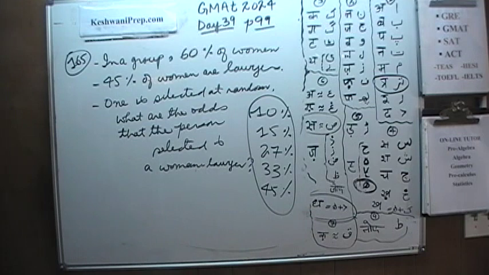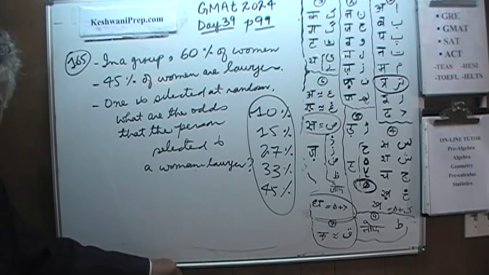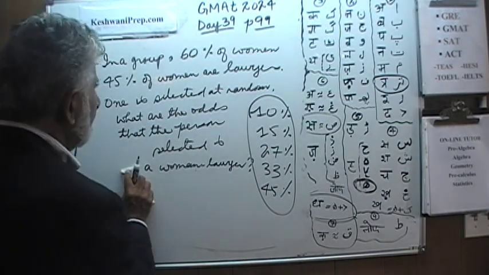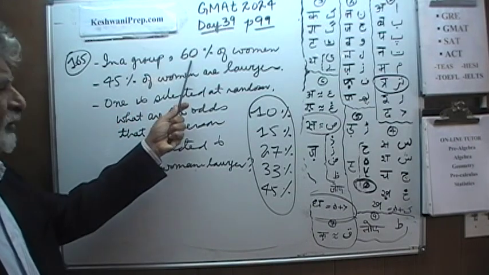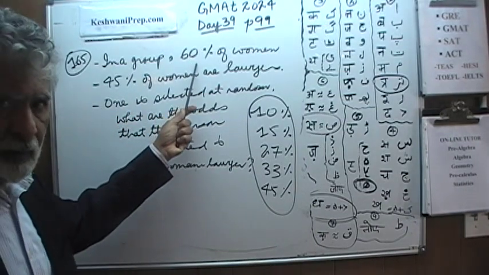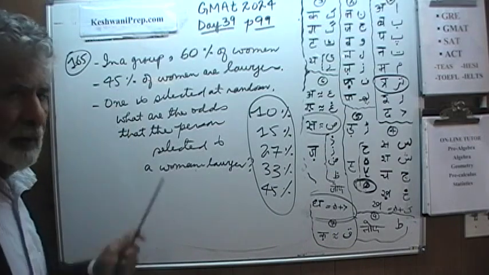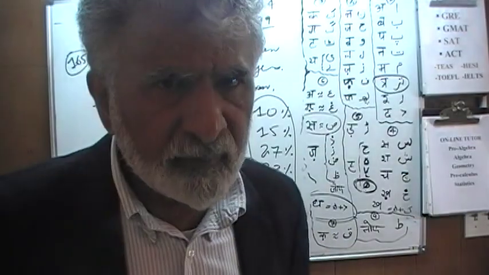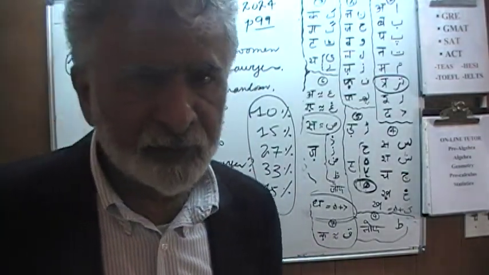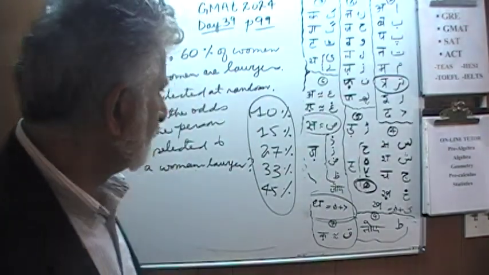Let's see what we can do, shall we? We need the room, so I'm going to erase everything. Here's how we're going to set it up. So again, in a group, 60% are women, 40% obviously are men. And of the women, 45% happen to be lawyers. What are the odds that the person we're going to select at random happens to be a woman lawyer?